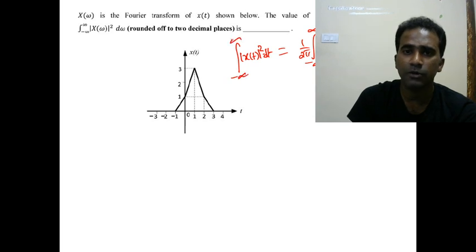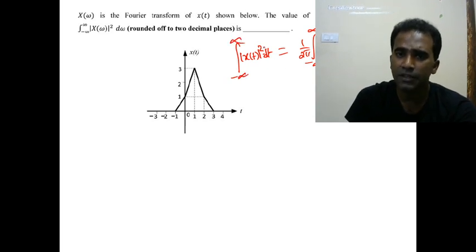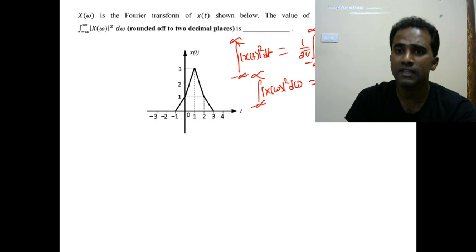Limits from minus infinity to plus infinity. Since they have given the time signal, you can find the value that they are asking. Whatever value they are asking is the integration from minus infinity to plus infinity of |X(omega)|² d omega. Just send the 2 pi to the other side. It is 2 pi times the integration from minus infinity to plus infinity of |x(t)|² dt.